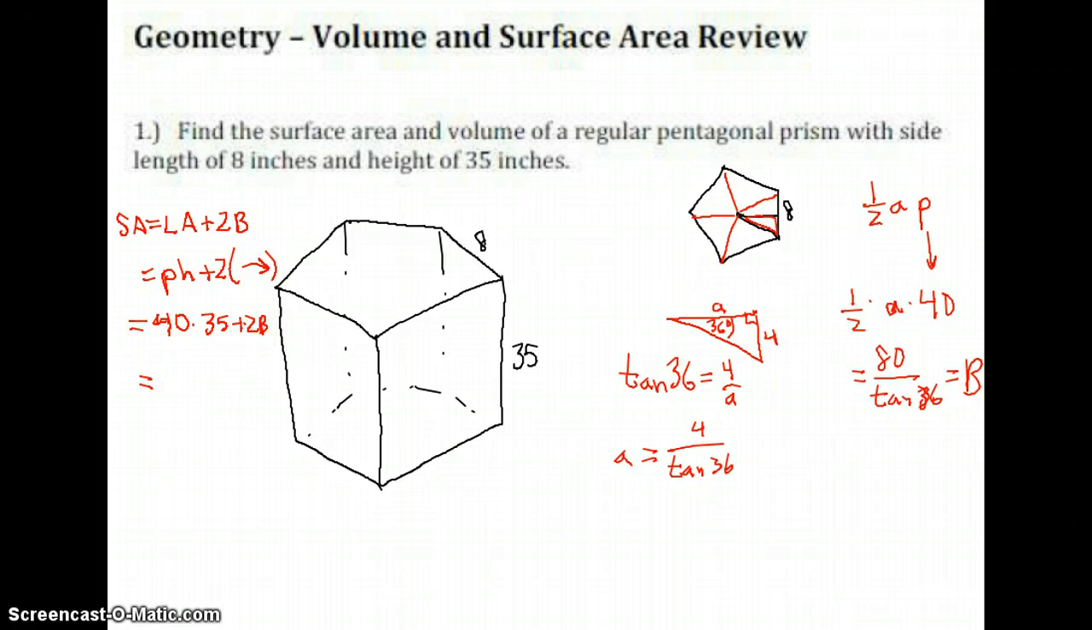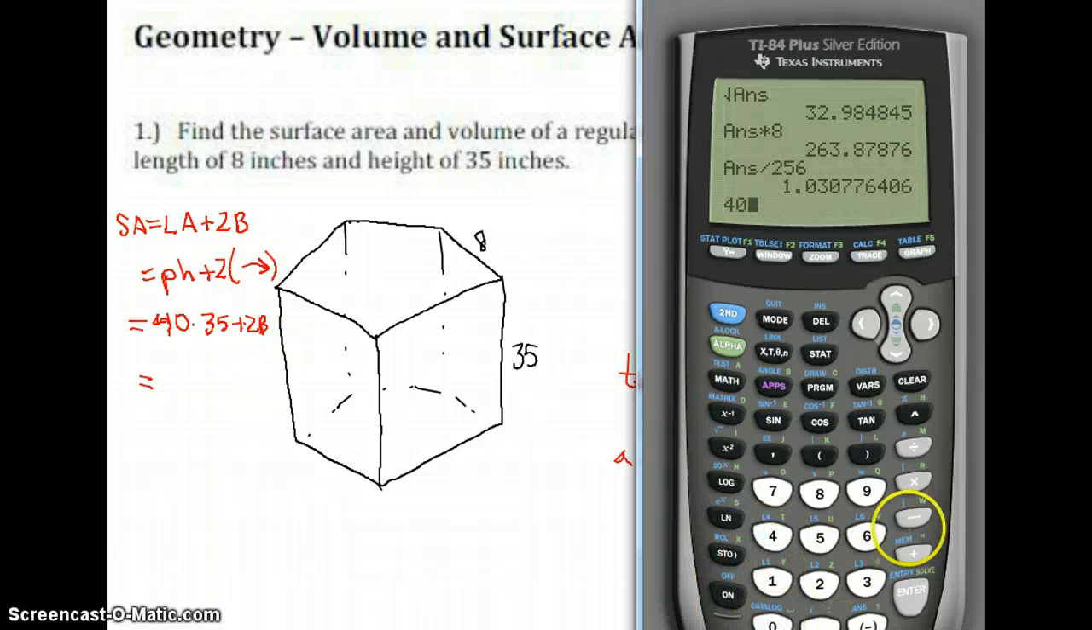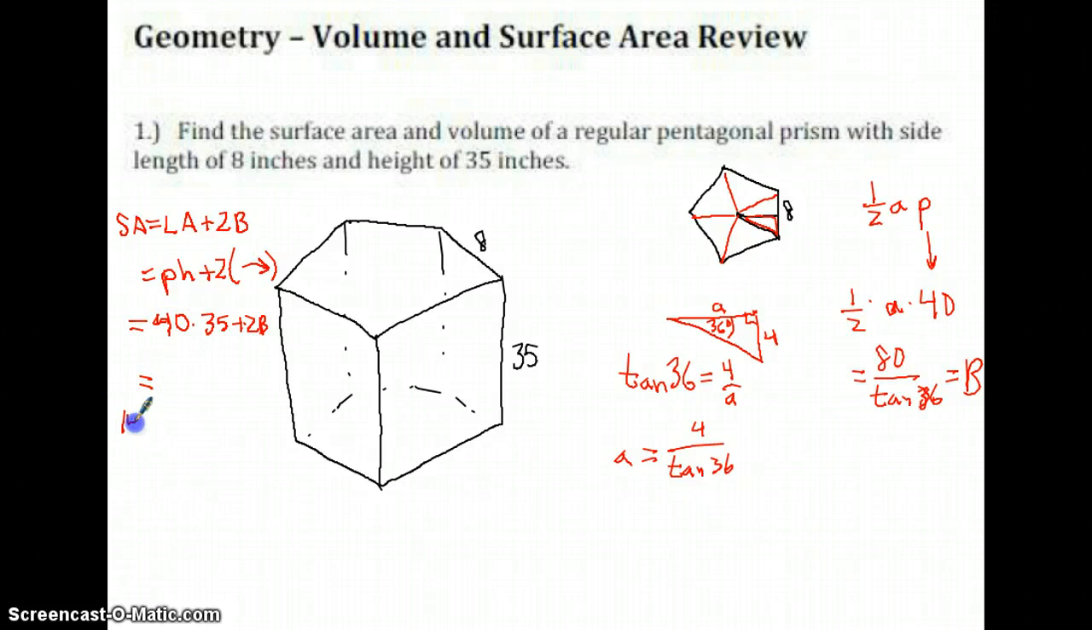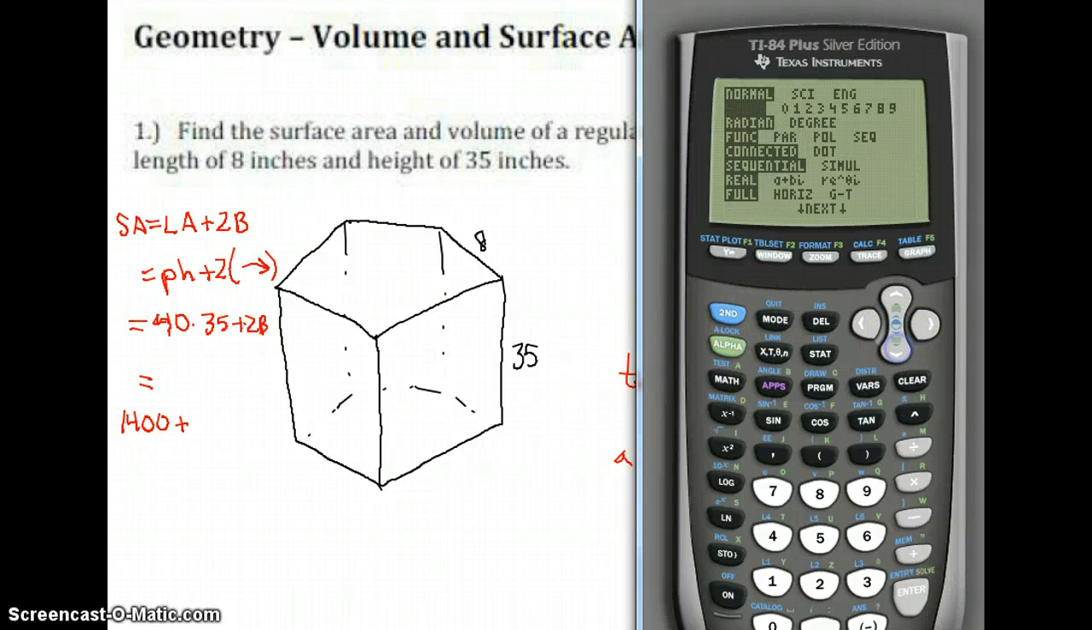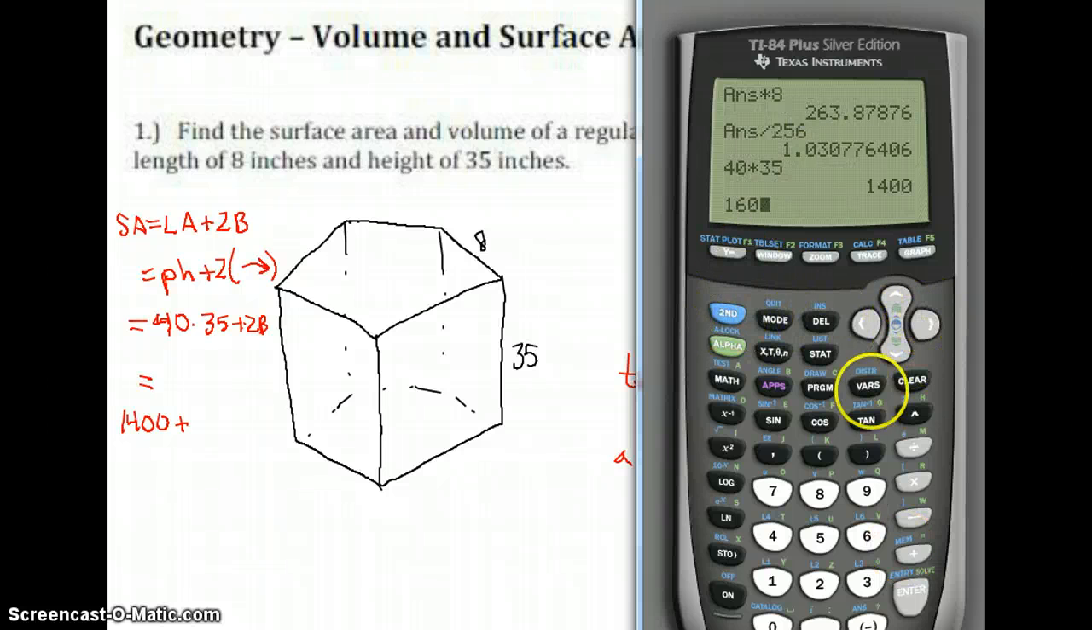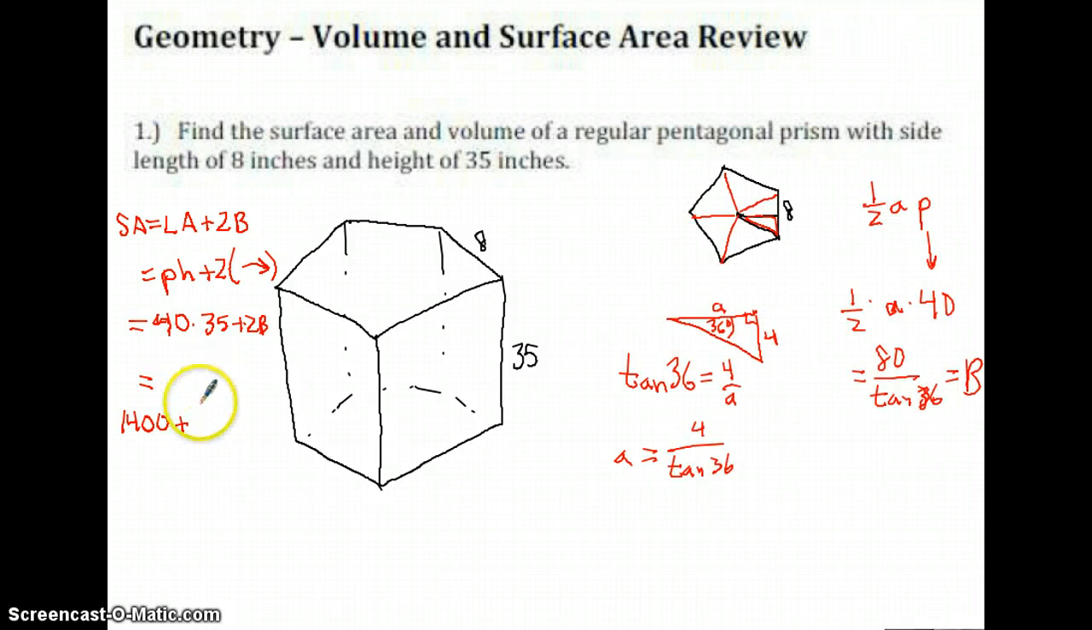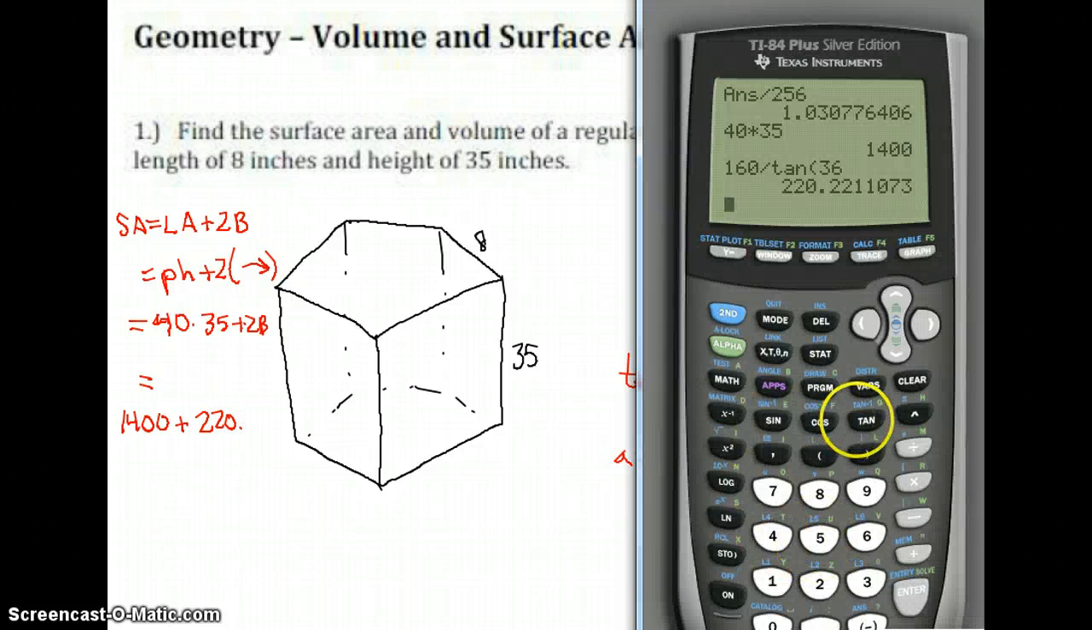Okay, now it's calculator time. 40 times 35 is 1400. Plus 2 of these, so it's 160 over, oh, you know what? I'm in radians. This thing resets a lot. Okay, make sure you're not in radians. 160 over the tangent of 36. And that's 220 point... Am I really in radians? Here's a good way to check. Yep, I'm in radians. 220.22.